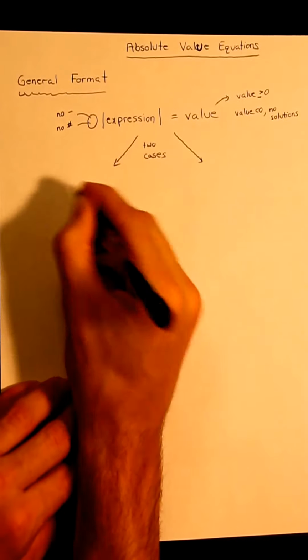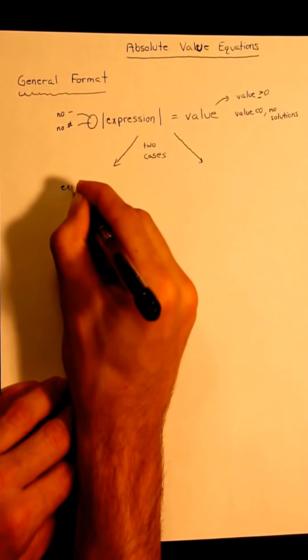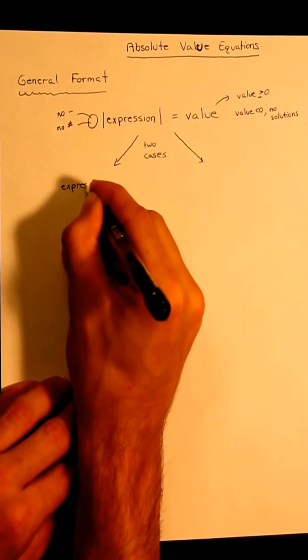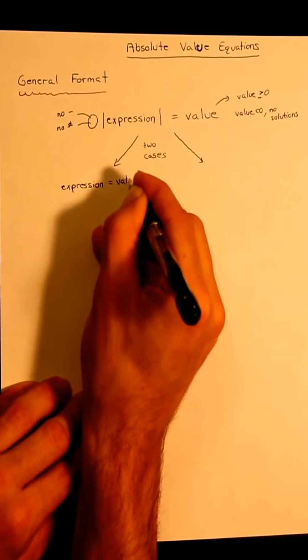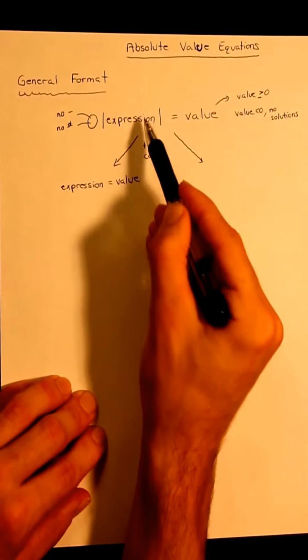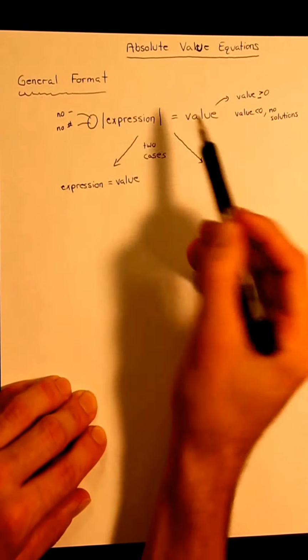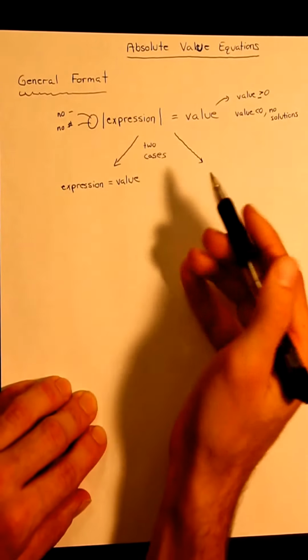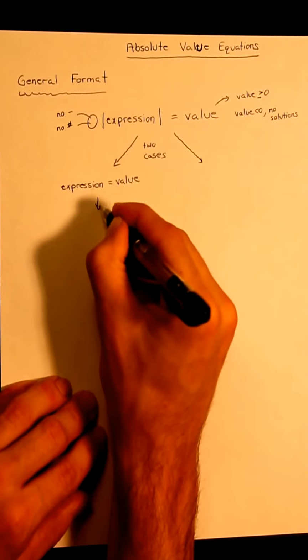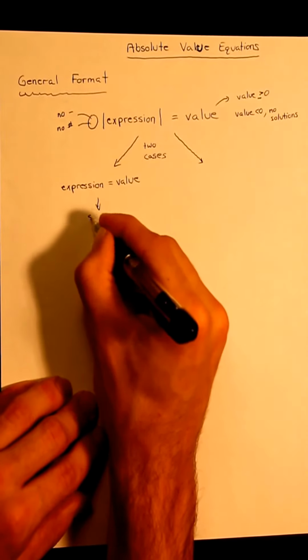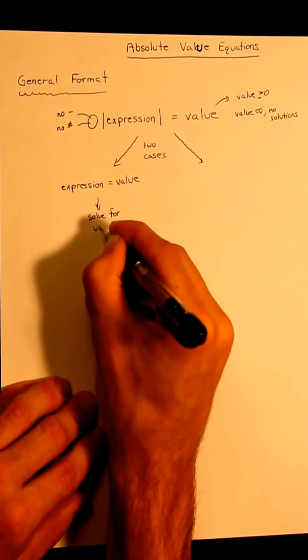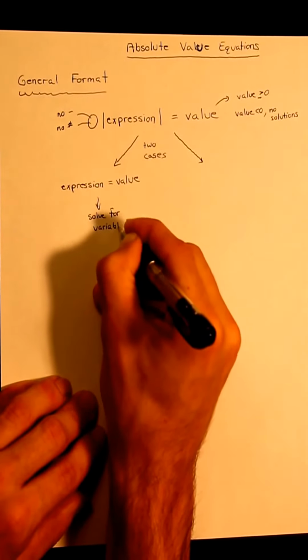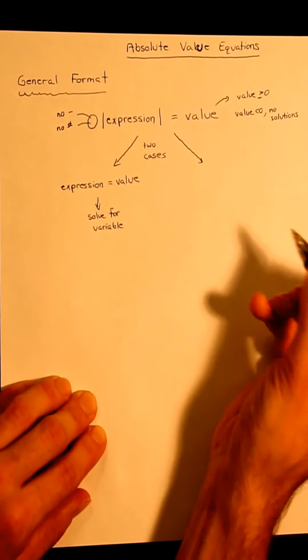And the first case is going to be when the expression is equal to a value. Usually this expression is going to have some kind of variable in it, so you'll have to solve for the variable. So that's the first case you'll have to work with.